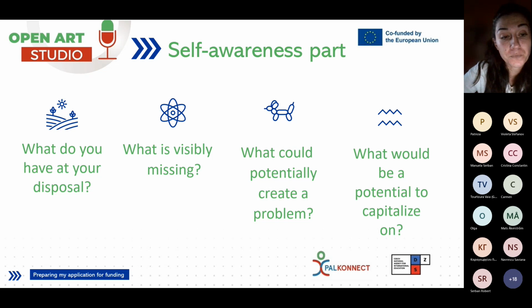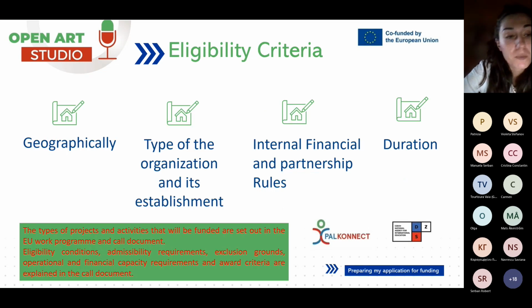So the eligibility criteria. As we talked about before, the eligibility criteria are very important, and of course, it is also mentioned in the call of proposals manual. So you need to read very carefully about this topic, as if you are not eligible to participate in this project, then your project is going to be not approved, and the evaluators are going to inform you that you haven't been approved because of this criteria.